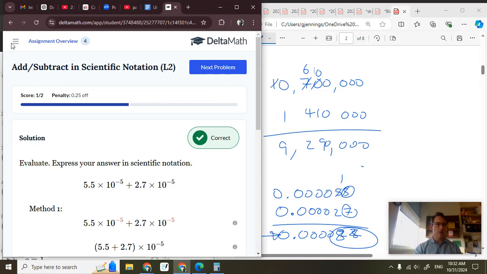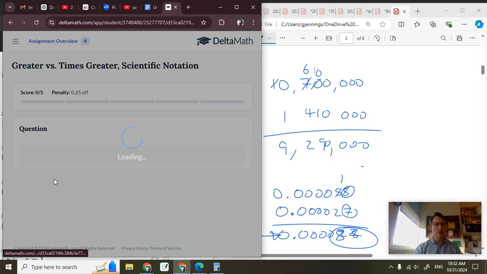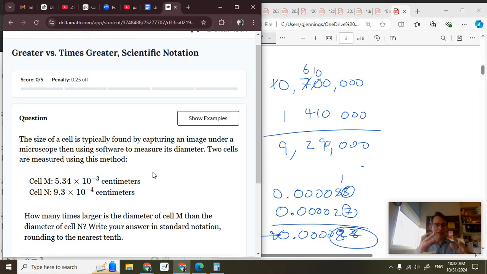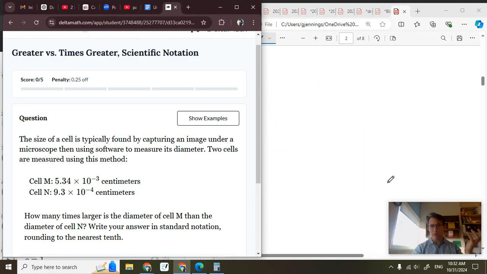So now let's go back. We'll do the next type, greater versus times greater. So these ones are good questions. So we have like 2 different cells here, and we capture images under a microscope and then use software to measure their diameter. That's really interesting. That's like how some science is done. Okay, so I like Delta Math. What can I say? I like it. So we measure the diameter, 2 cells are measured, and then we've got them.